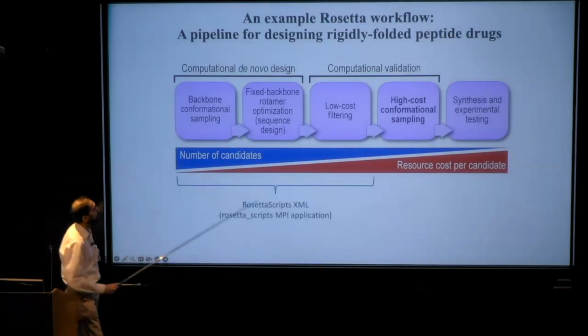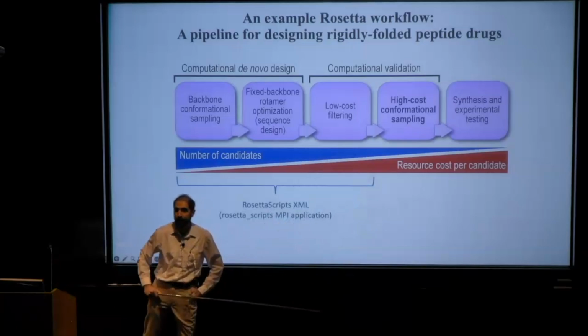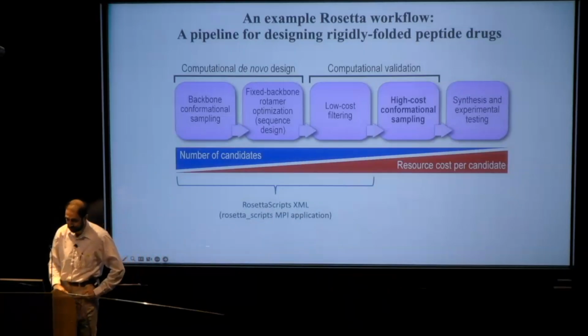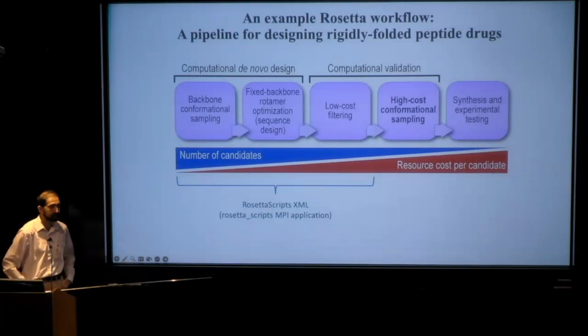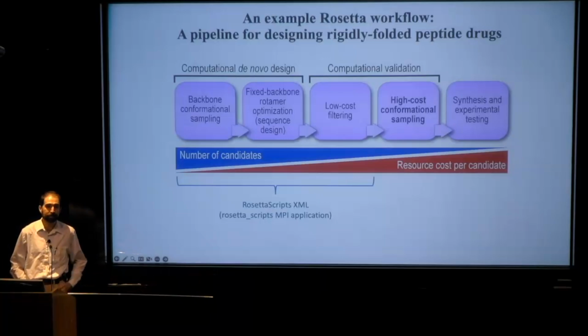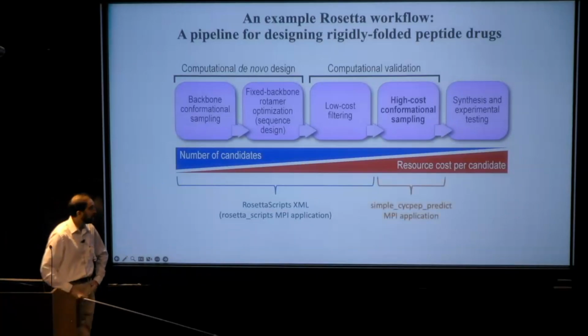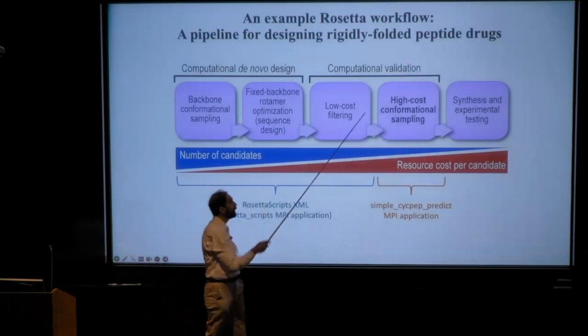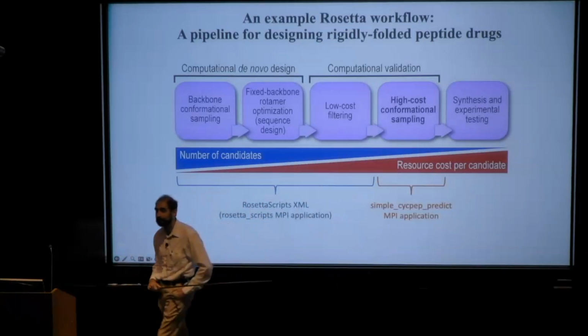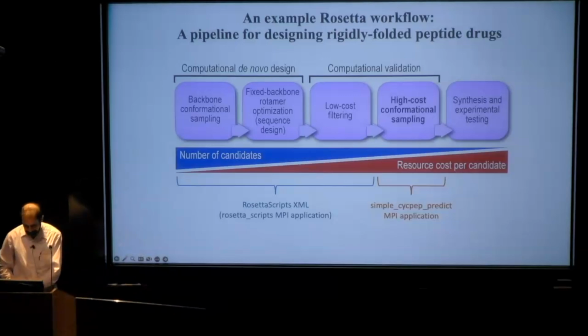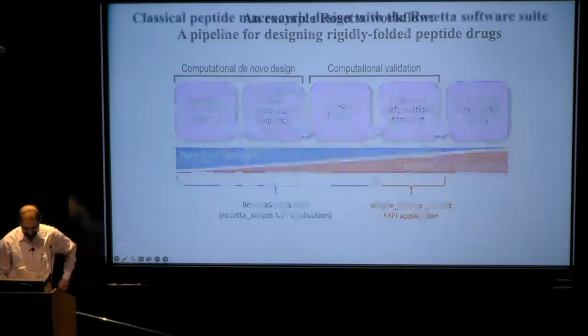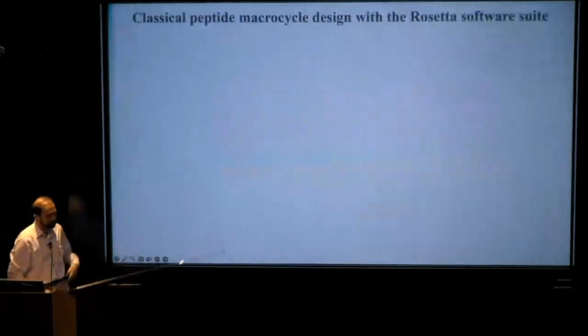In this particular case, the first three steps here have been implemented and can be implemented as Rosetta Scripts XML and can be executed in parallel using the Rosetta Scripts MPI application. This validation step is a separate application that's also MPI parallelized that I wrote. And I'll tell you a little more about these steps.